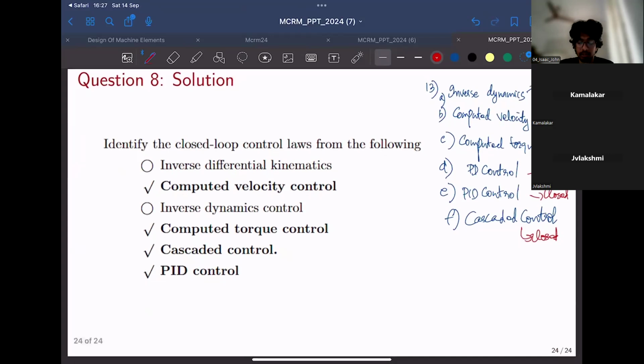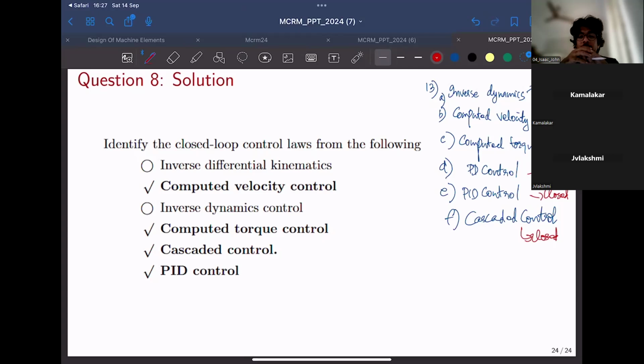Since the reasoning behind why this is the odd one out is not given, I was using Meta AI and asking it what the reasoning is. It said some of these are torque based and some of these are velocity based. And it also said the cascaded control has two loops. So this is the odd one out. So the reasoning is not quite clear.